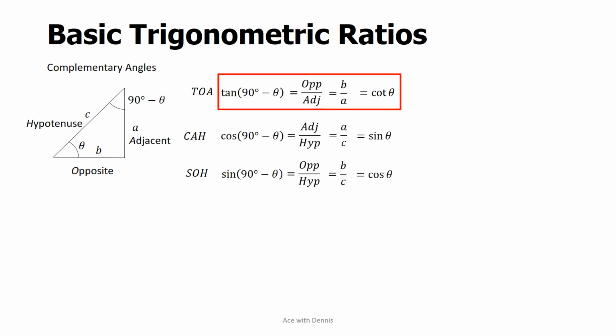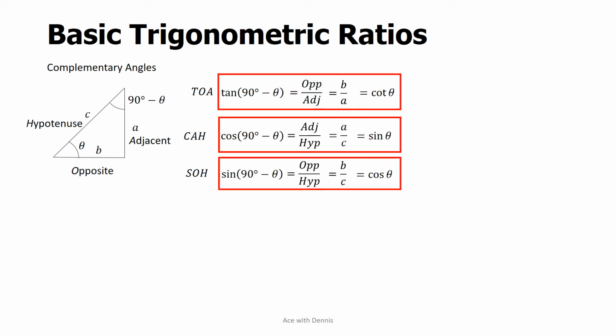Therefore, from here, we can see the relationship between theta and its complementary angle 90 degrees minus theta. Tangent 90 degrees minus theta equals cotangent theta. Cosine 90 degrees minus theta equals sine theta. Sine 90 degrees minus theta equals cosine theta.